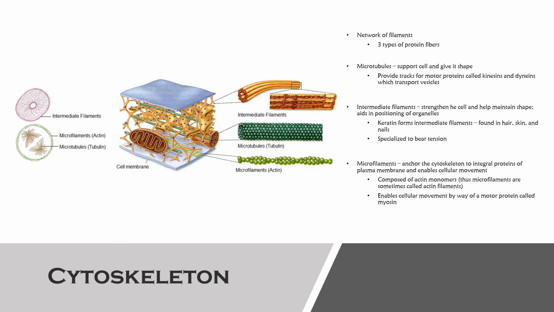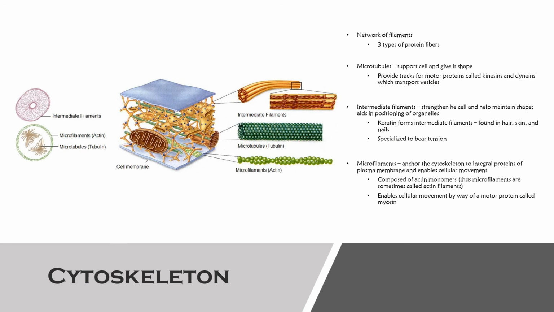The intermediate filaments, they strengthen the cell and they help maintain the shape. They also aid in positioning of the organelles. Keratin, for instance, forms intermediate filaments. Keratin is found in hair, skin, and nails. It's basically a filament that is specialized to bear tension.